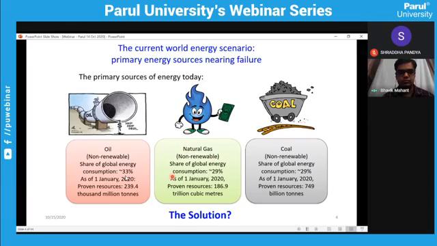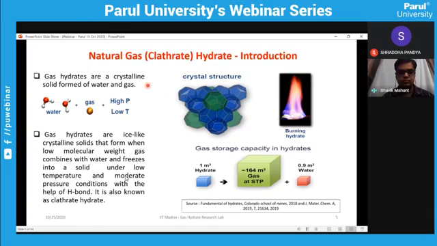But if we talk about conventional natural gas, it is only 186.9 trillion cubic meters. So we can say that after the next 60 to 70 years, there will be no conventional fuel of coal, oil, and natural gas. So what is the solution afterwards? What can we do? Now let's start with natural gas hydrate. What is it? Basically, I think it's a new thing for everyone. Maybe you have also not heard much about natural gas hydrate. In chemistry, there are two types of hydrates.